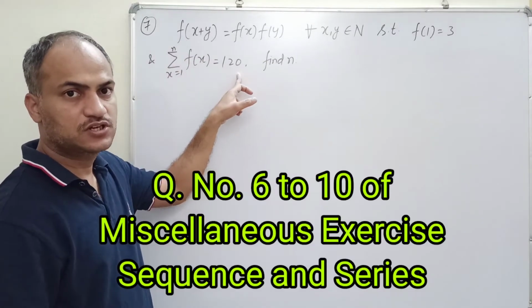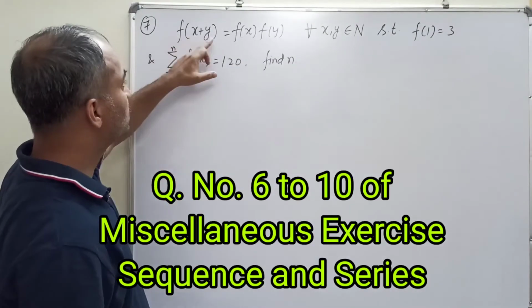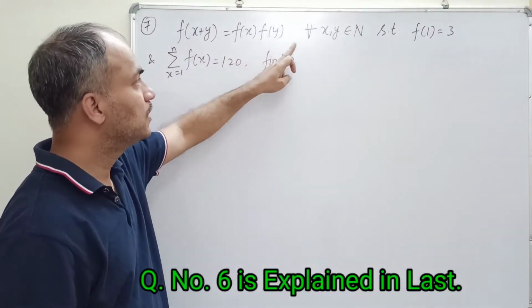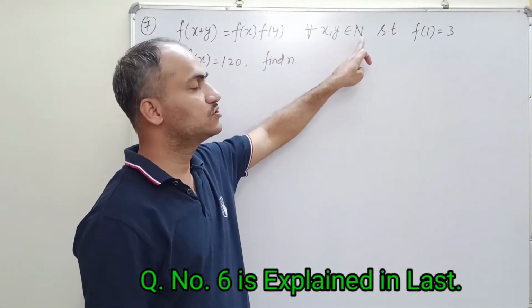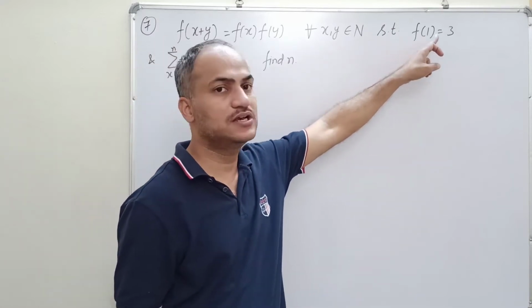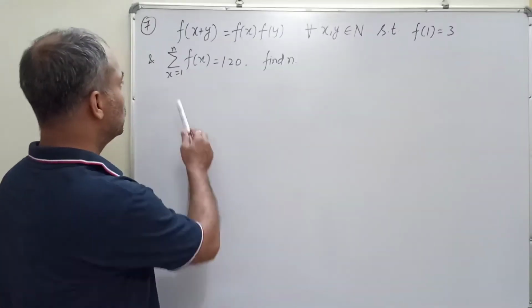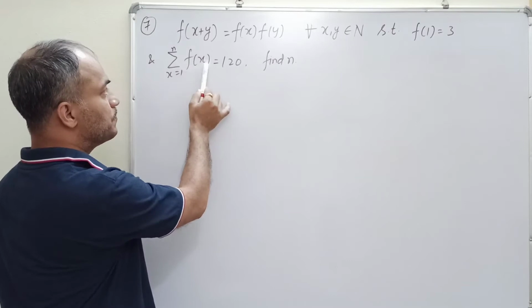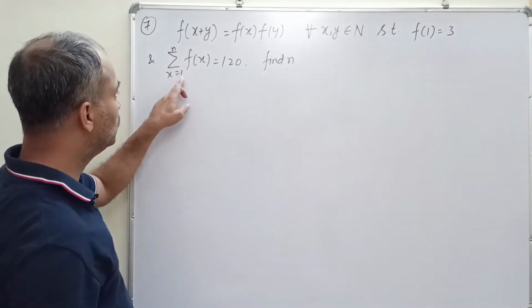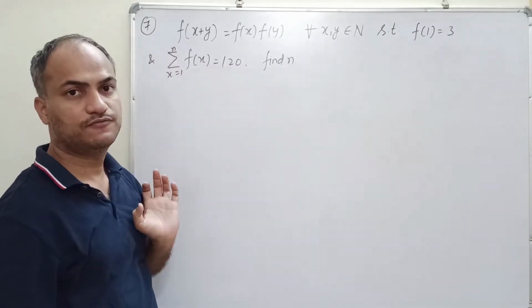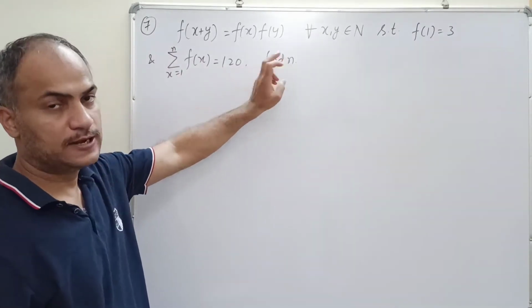In this seventh question, what is given to us? This function is given: f(x+y) = f(x)·f(y) for all x and y belonging to N, where N is the set of natural numbers, such that f(1) is 3. This notation means that when we sum this function from x equal to 1 till x equal to n, the sum is 120. So here we have to find the value of n.